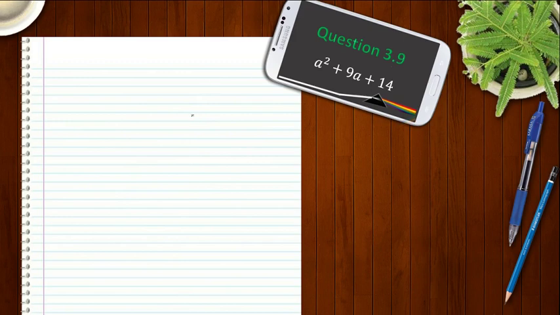Then for question 3.9, for 14, the constant, it's 1 times 14, 2 times 7, and I believe that's all the factors. Alright, I need plus 9. If I add these two, I get 15. If I subtract them, I get 13. If I add these two, I get 9. So that's basically what I want. So I'm going to add them. I'm going to say plus 2 plus 7. So here we have x plus 2 and x plus 7.